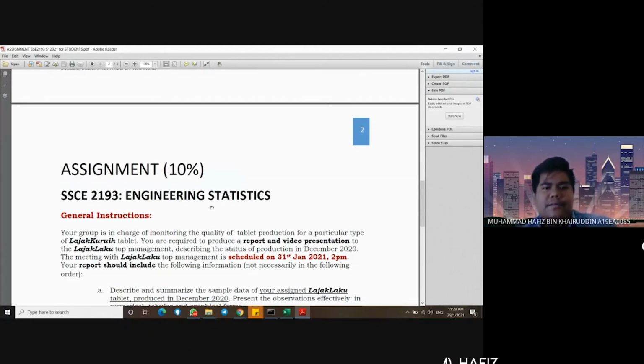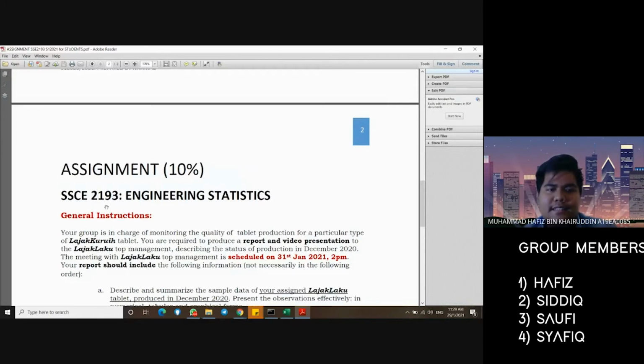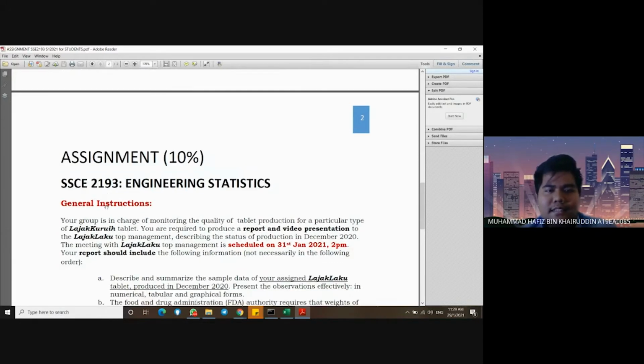So this is our presentation about assignment SSCE2193 Engineering Statistic. The general instruction is we need to provide a report and video presentation about the Lajak Laku top management. So here we go.